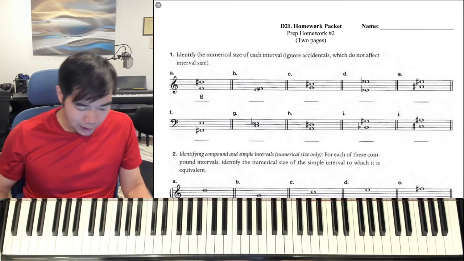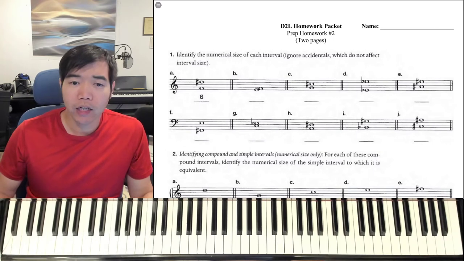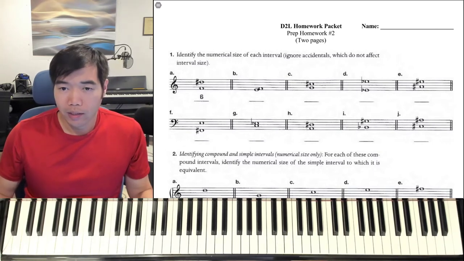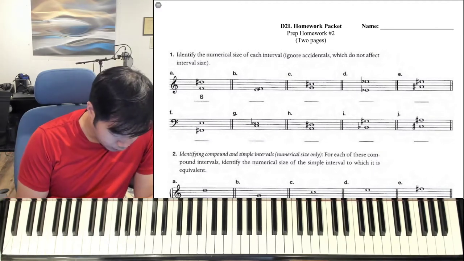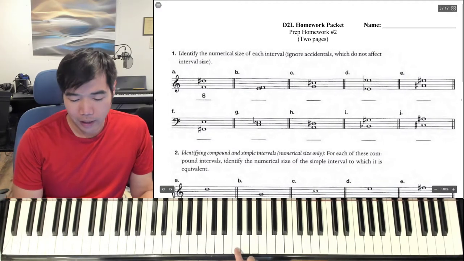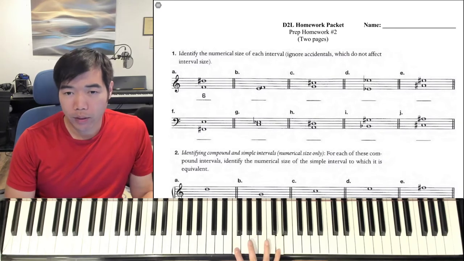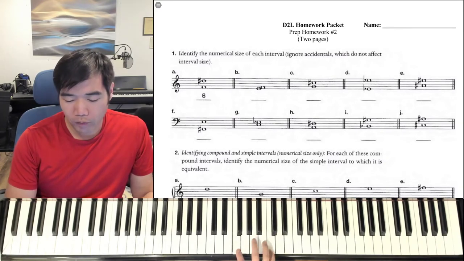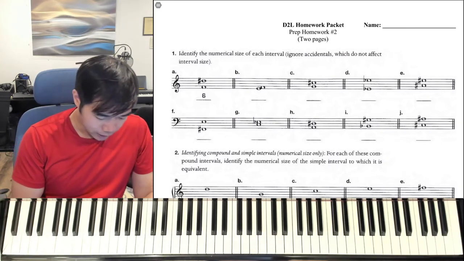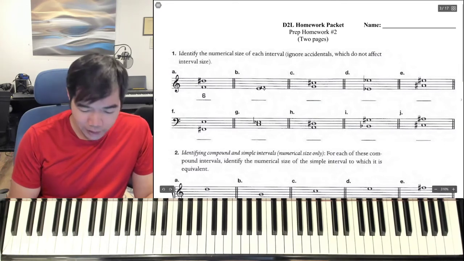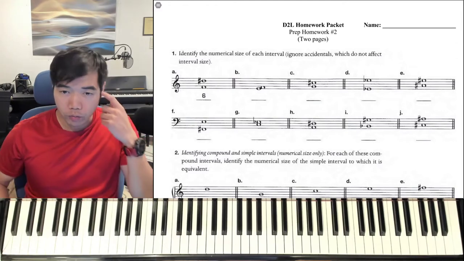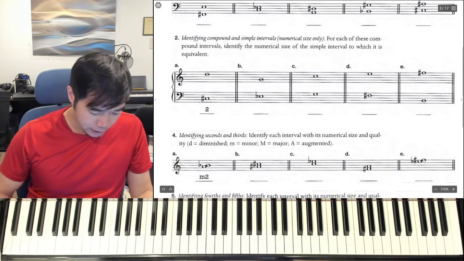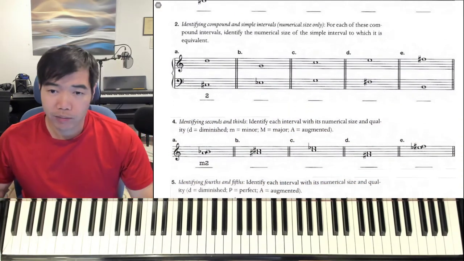Identify the numerical size of each interval. Numerical size just refers to the number. Okay, remember that's based solely on spelling. So in this first example, F to D, if we're thinking F to D, ignore the sharps and flats, accidentals, 1, 2, 3, 4, 5, 6. That's a sixth. That's why there's a sixth. If we look at the next one, E to F, 1, 2, that would be a second, and so on and so forth.